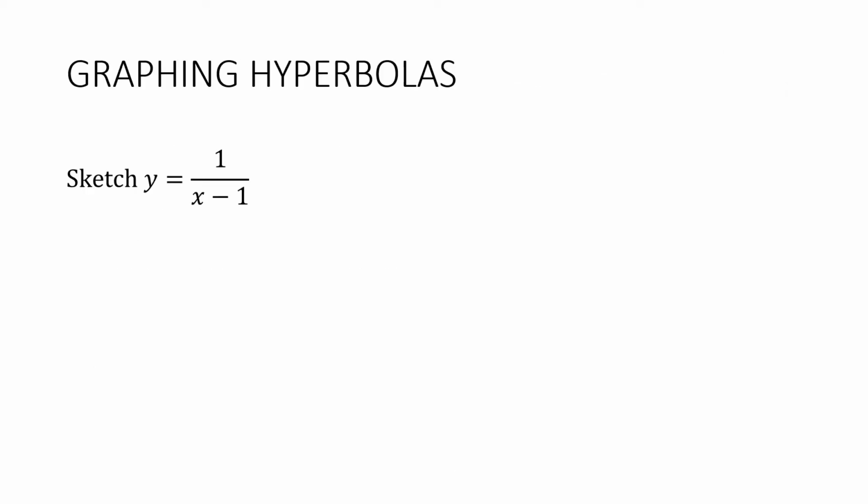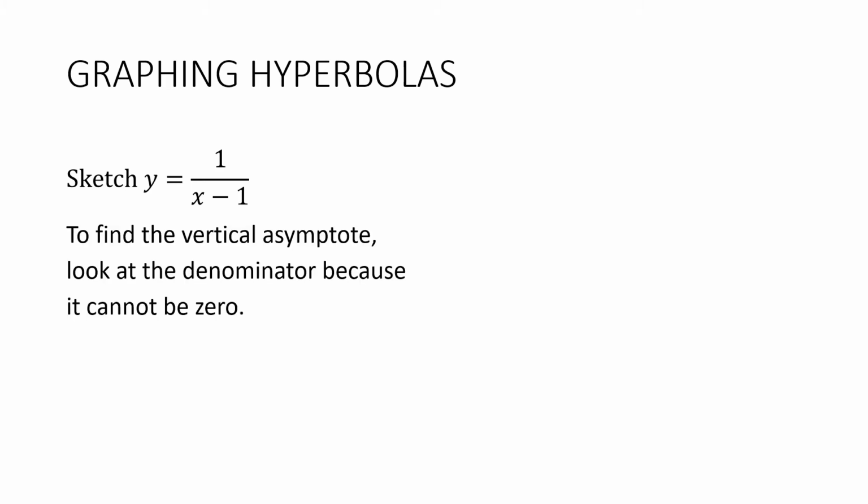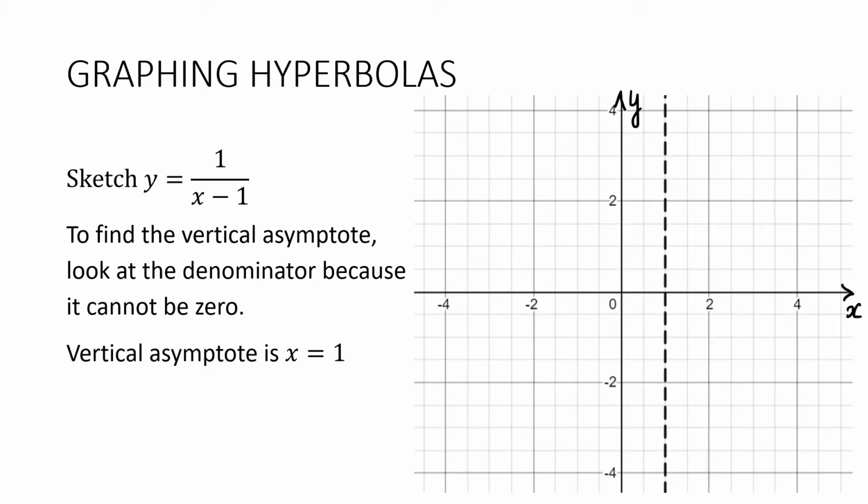Let's have a look at how we sketch a hyperbola. We start by finding the two asymptotes, and we start with the vertical asymptote because it's the easiest. If we want to find the vertical asymptote, we look at the denominator because this cannot be equal to 0. We can't divide by 0. So x minus 1 can't equal 0. X can't equal 1. That's our vertical asymptote. And then when we draw it up, we're going to draw a dotted line through x is equal to 1.